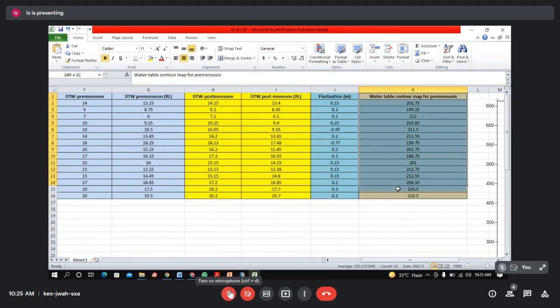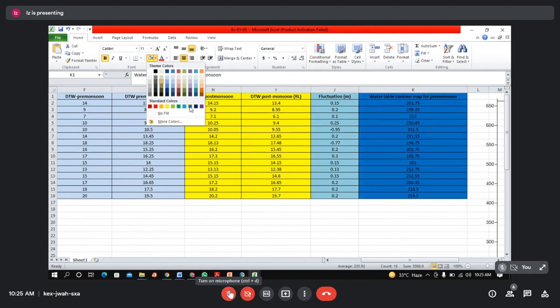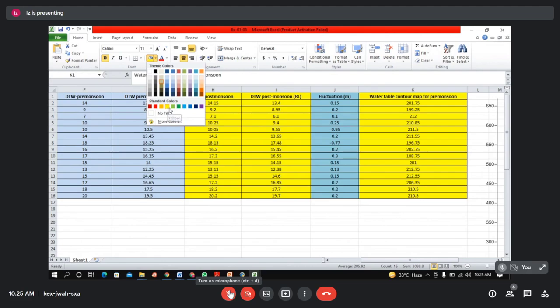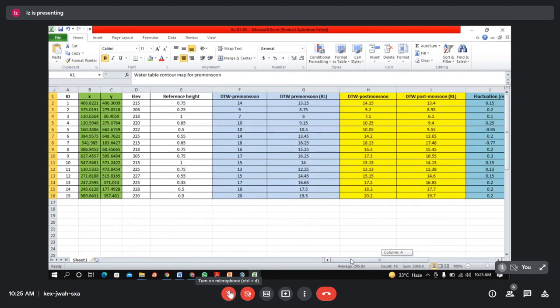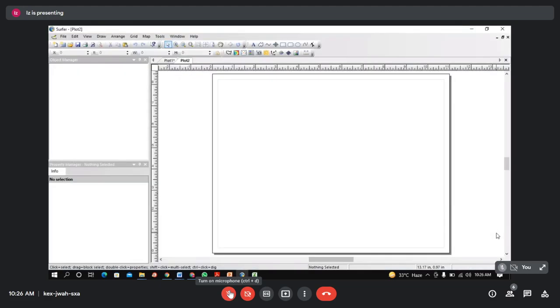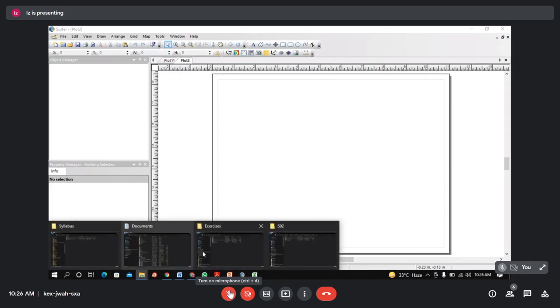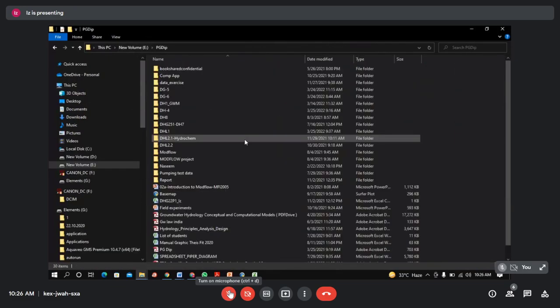Okay, now we'll try to make the contours. You don't need to color it, I just want to highlight to show you. So we'll make one water table contour map for pre-monsoon against this one, and we will make one for this and one for elevation. And I'll also try to show you how we do the raster math or raster calculations. Actually, we have more things to do.